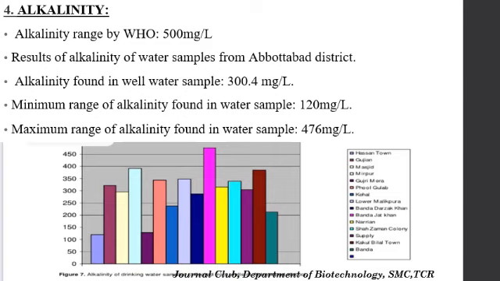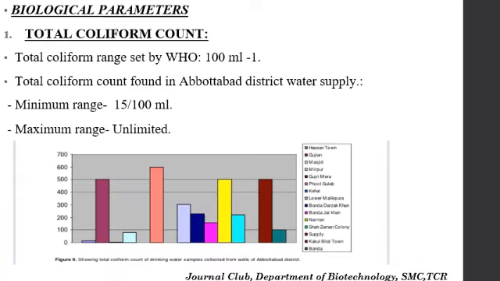The next one is biological parameters. Total coliform count. Total coliform range set by WHO is 100 milliliter raised to -1. Minimum coliform count found in Abbottabad district water sample is 15 per 100 ml and maximum range is unlimited.